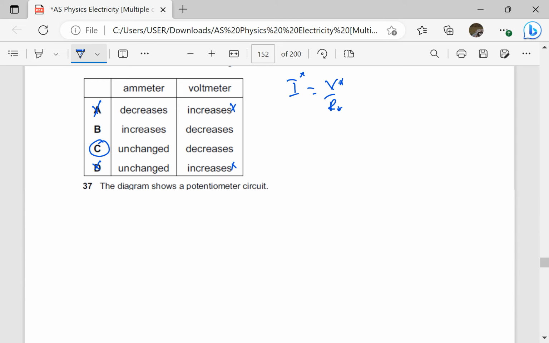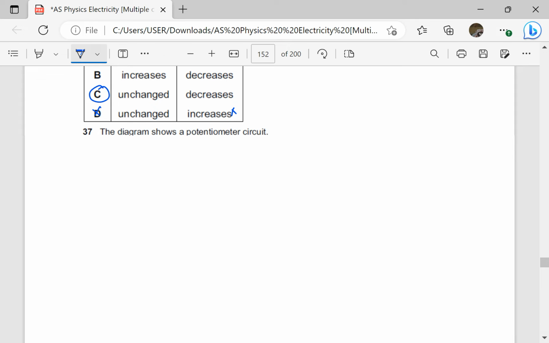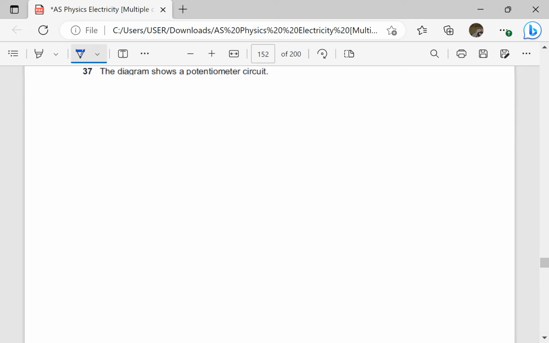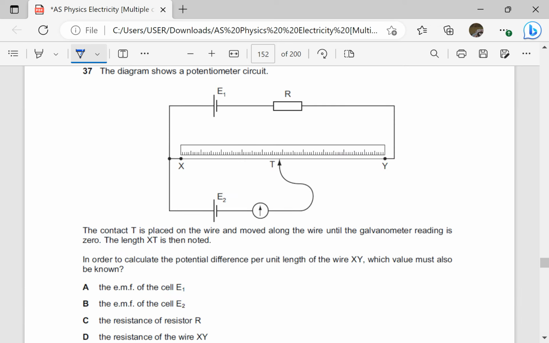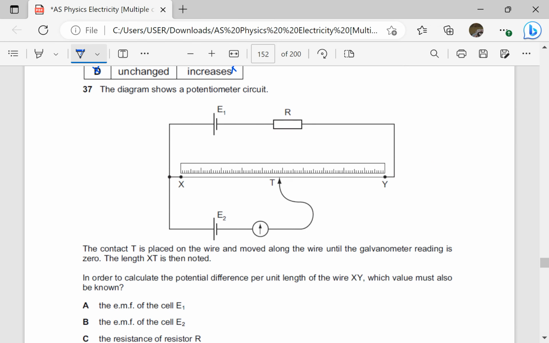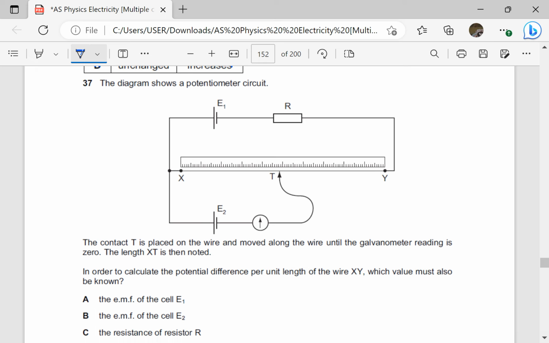The diagram shows a potentiometer circuit. The contact T is placed on the wire and moved along the wire until the galvanometer reads 0. Remember, when the galvanometer reads 0, the EMF across cell 2 is the same as the PD across XT. That is when there is balance, because PD is directly proportional to the length.